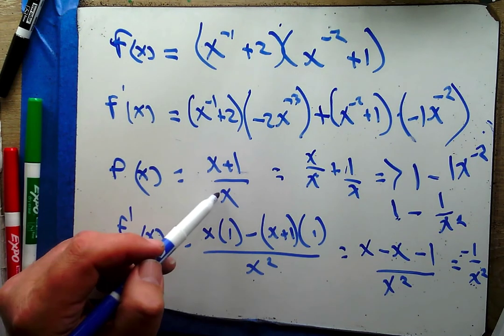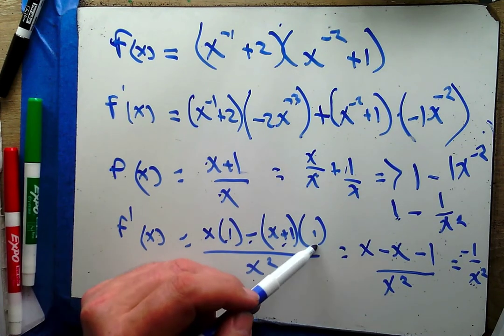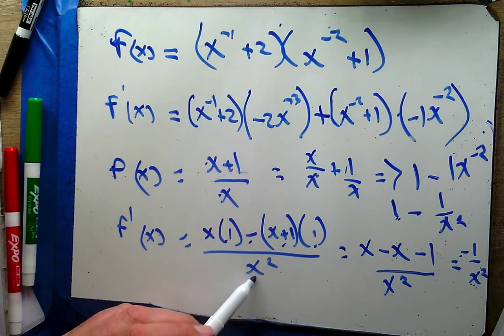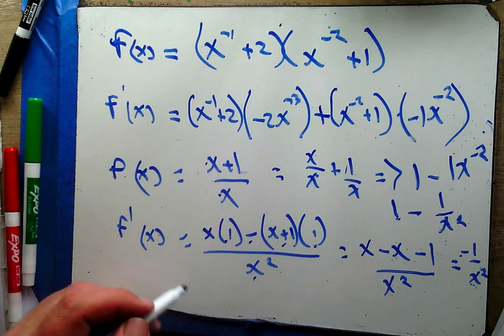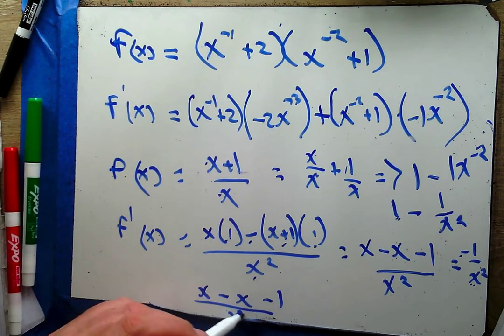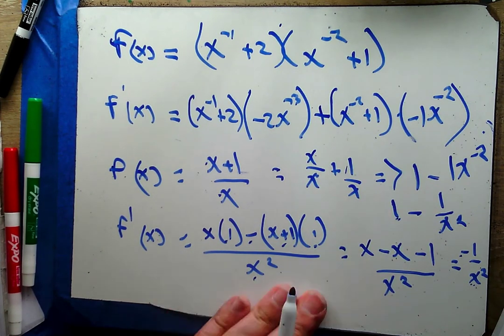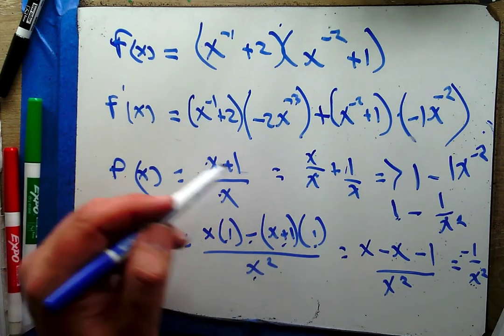Well, let's see. Low d high minus high d low all over low squared. And so that gives me x minus 1 over x squared. These canceled, leaving me that. So what happened up here? I split this up into 2.